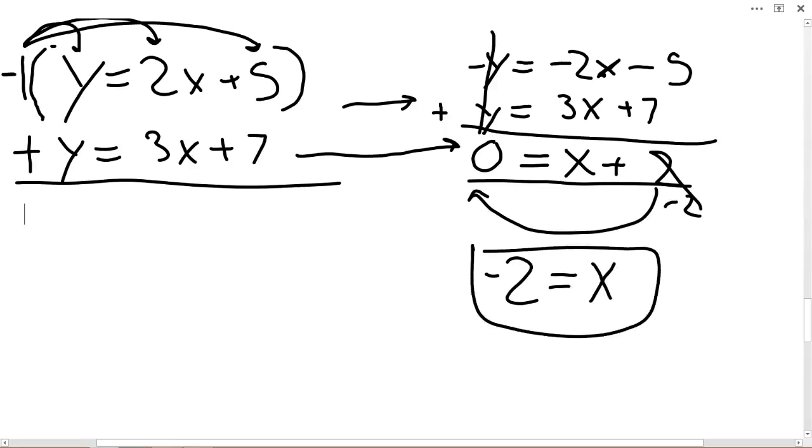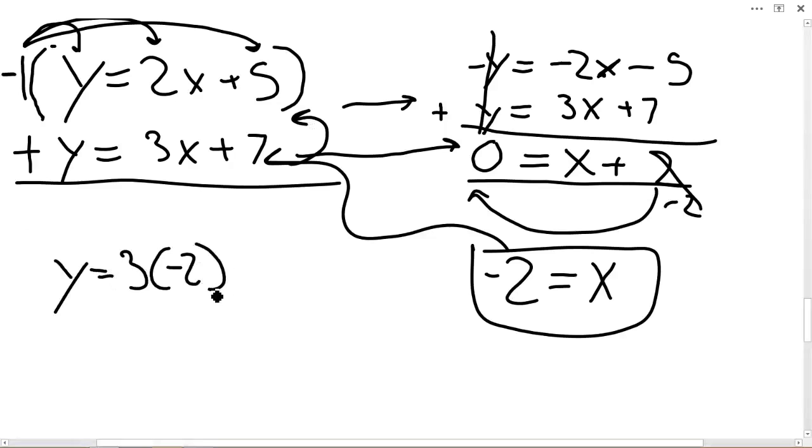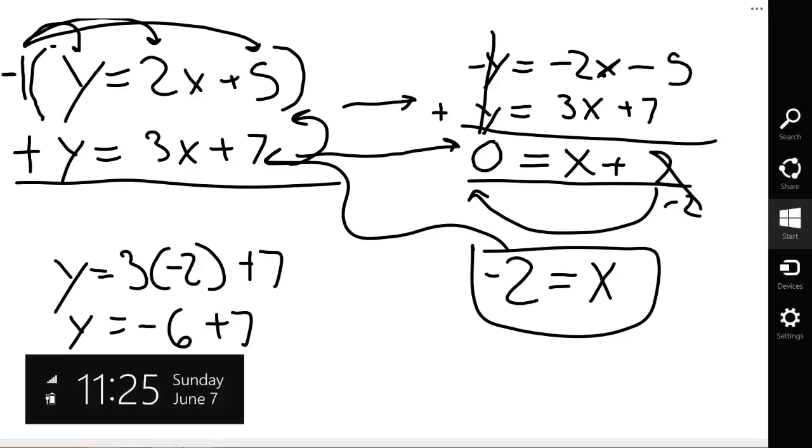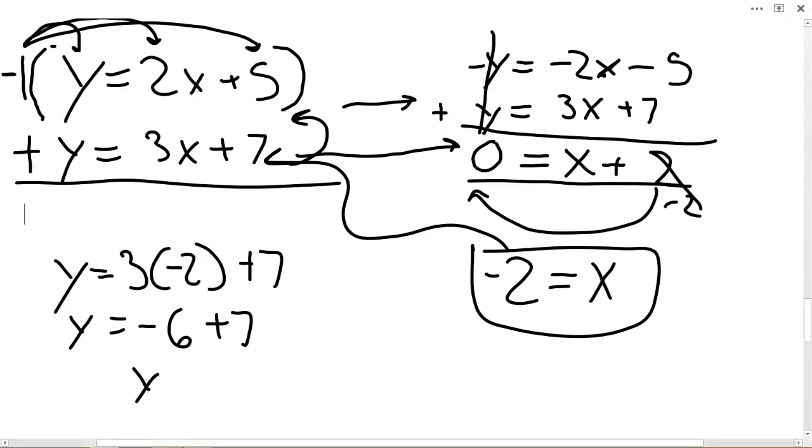And then we could just plug this x into either this equation or this equation and solve for y. It doesn't matter. Let's plug it into the second equation, all right? And solve for y. So we now have y equals 3x plus 7, and our x is -2. 3 times -2 is -6 plus 7. And then it's just an addition problem, and this becomes y equals 1. And that's it, you guys. So now we got our x, we got our y.